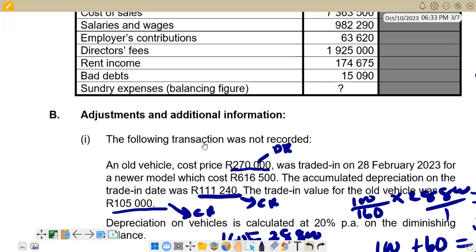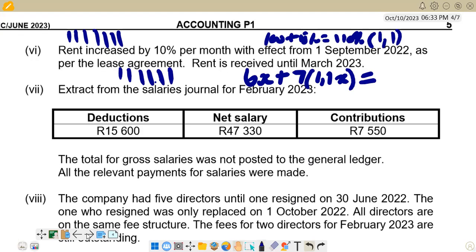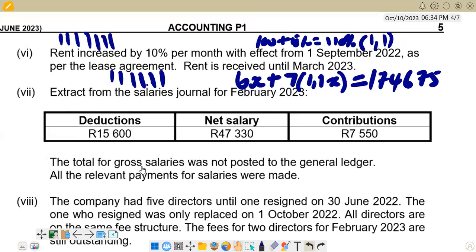We are being told that the rent that was received is 174,675. So that equation should be equal to 174,675. Right. We are going to say 174,675 here. Then we can try to solve that equation so that we find the value for x.